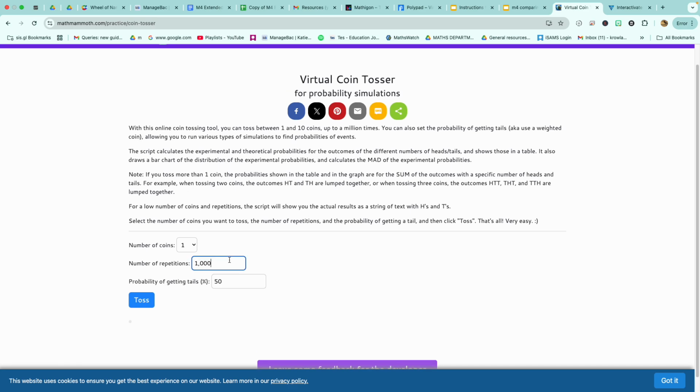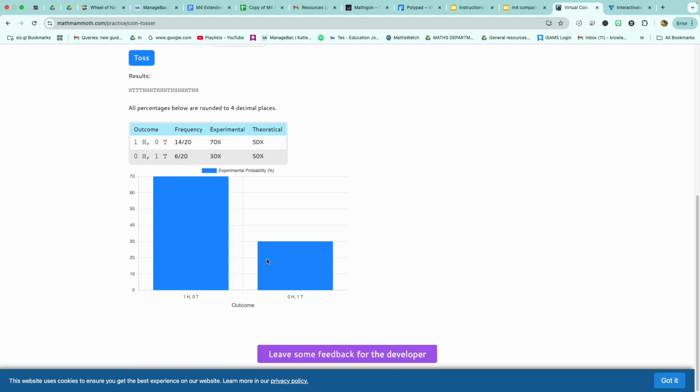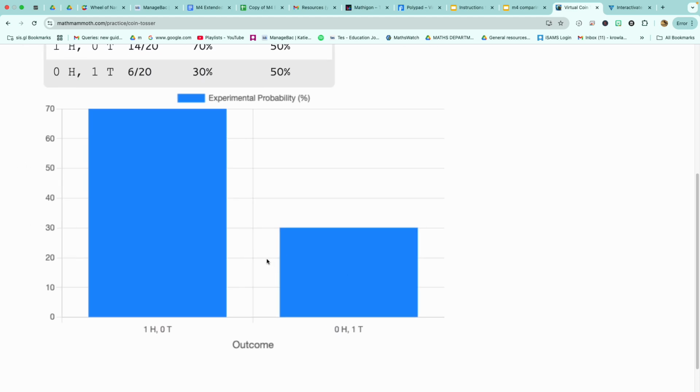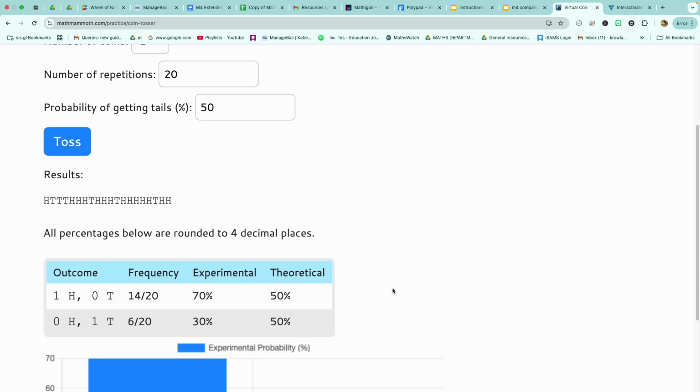Another thing you could do is you could throw a coin 20 times. If you threw a coin 20 times, wow, because this is an experiment, we've managed to get 14 heads and 6 tails. That is very different to the theoretical probability.